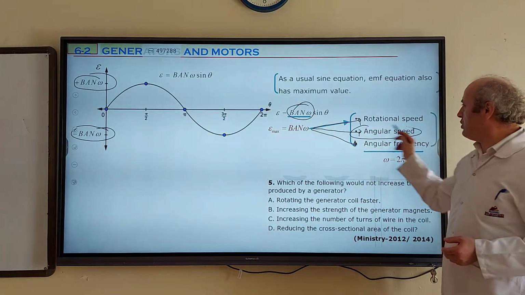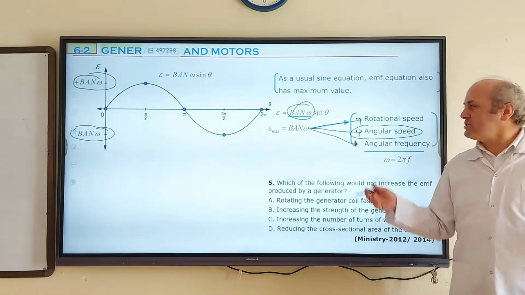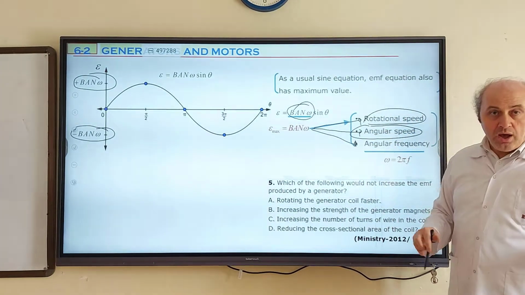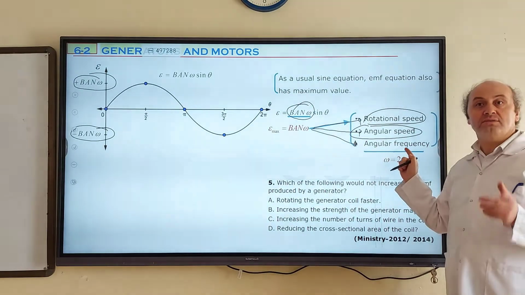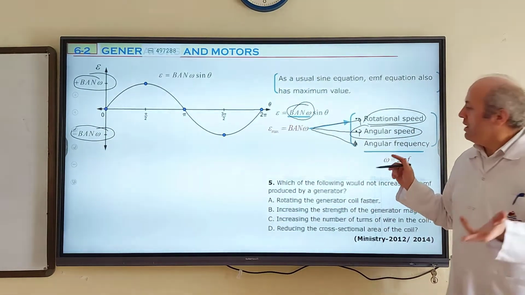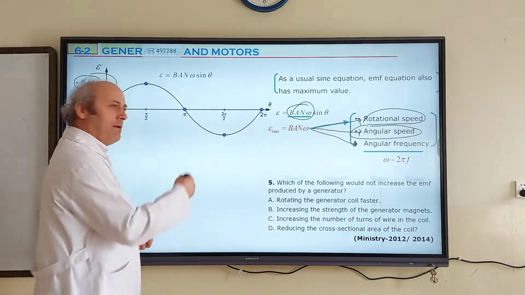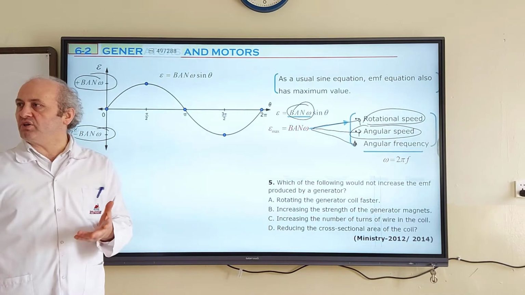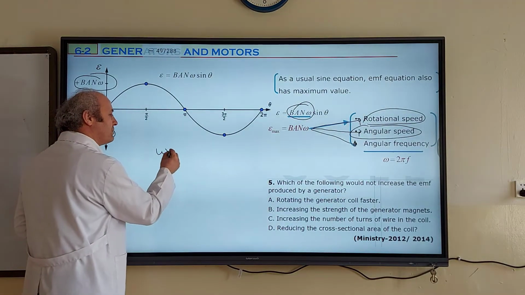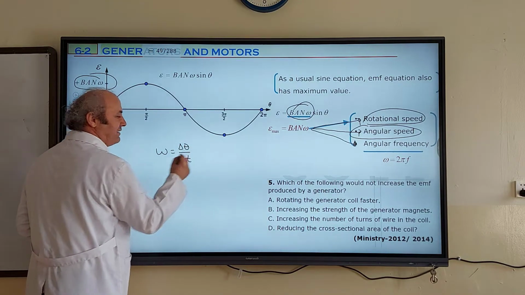This one you know from chapter 1. Omega is angular speed, the angular speed of rotation. Rotational speed is also omega. And angular frequency is also omega. Not frequency, angular frequency. So I can calculate angular frequency, omega, by using the equation we studied in chapter 1. What was the equation? Omega is equal to delta theta divided by delta t.